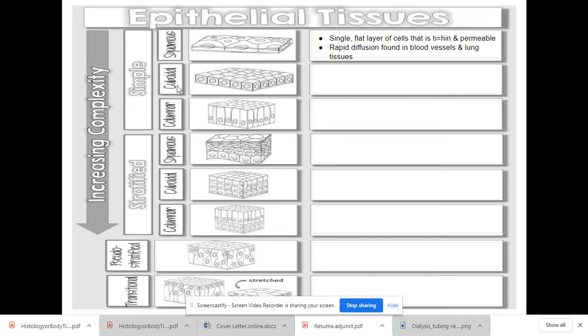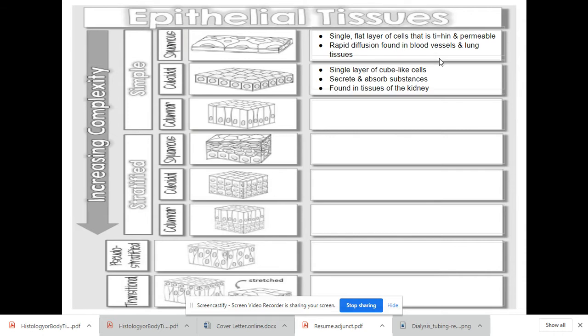Okay, so let's look at simple ones first. Simple squamous tissue is a single flat layer of cells that is thin, and I need to fix that typo, and permeable, and it involves rapid diffusion because the cells are so flat and there's only one layer, so things can get in and out of the cells quickly. And so you would find these in blood vessels and also lung tissue. It's very important to have rapid diffusion in the blood to get oxygen in and CO2 out, and then for lungs to get oxygen in from the outside.